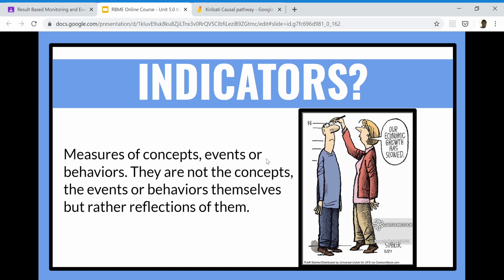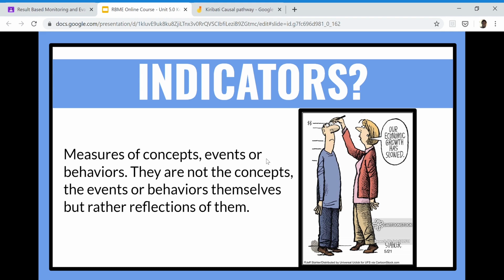That's an objective, but it's an outcome statement. So what do we use to measure it now becomes an indicator. So we say it's a measure of concepts, events, or behaviors. The indicators themselves are not the concept or the event or the behaviors, but rather you can use them to reflect your event. You can use it to reflect the concept. You can use it to reflect the event.